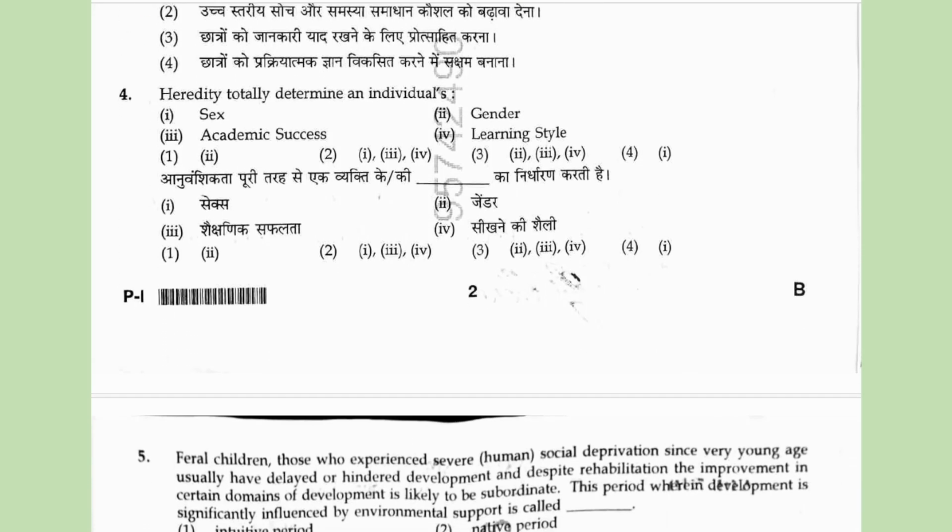Heredity totally determines an individual's... So only one, that is only sex, because gender is a social concept. Academic success is based on your ability or environment. Learning style is again based on yourself. So only heredity is based on, so sex is the only heredity.